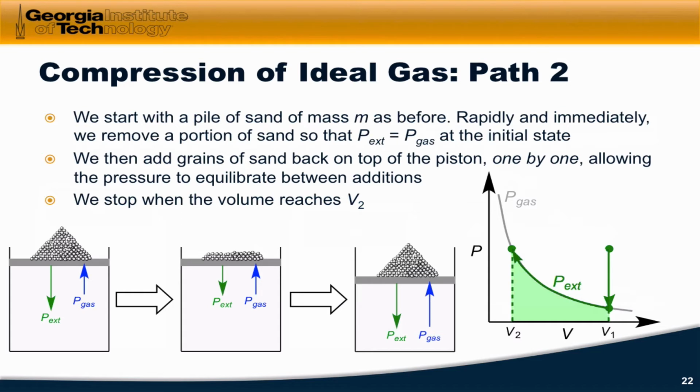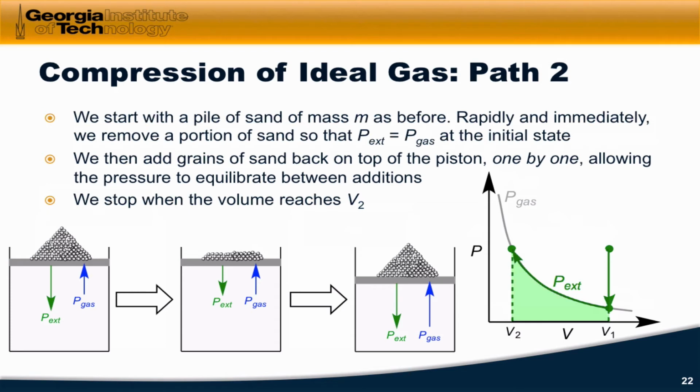So imagine we started with a pile of sand with the same mass as that mass M that we had in path 1. Rapidly and immediately we remove some of that sand so that the external pressure equals the gas pressure. So in the very first state at the far left, the external pressure is greater than the gas pressure. But imagine we're holding up the piston with a couple of pins, for example. We remove a portion of the sand to immediately and rapidly decrease the external pressure down to the point at the bottom right of the state space graph.